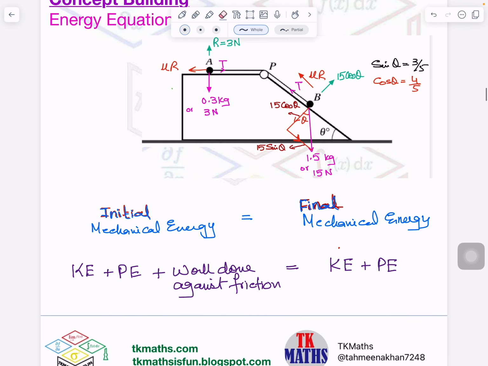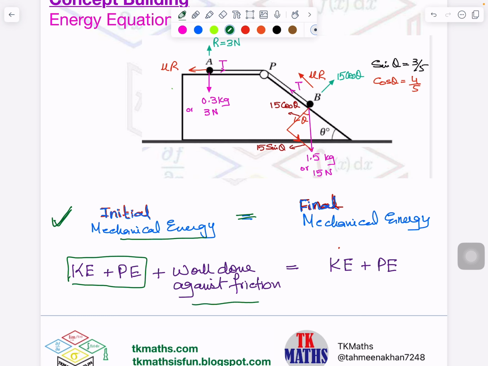The energy equation is what? When the system starts moving from the initial to the final stage, you have to find out the initial mechanical energy. In mechanical energy in your syllabus, we include kinetic energy and potential energy. So initial mechanical energy is equal to final mechanical energy. This is the energy equation, because of the concept that energy cannot be created or destroyed, so it can change form.